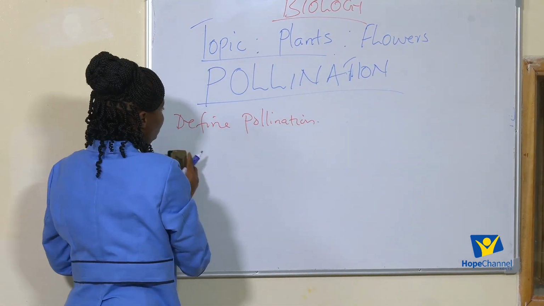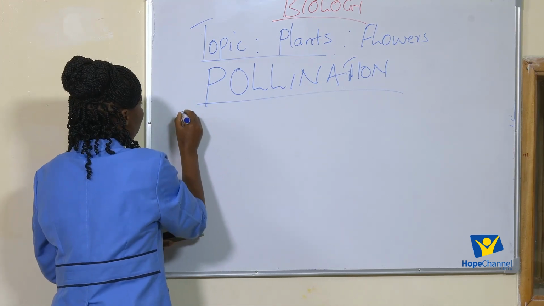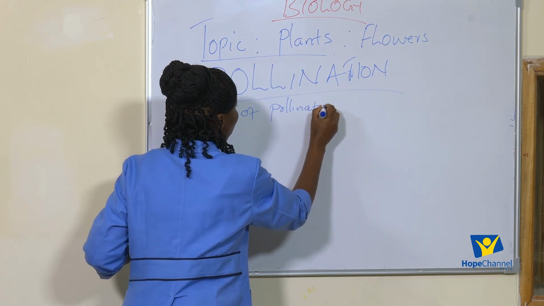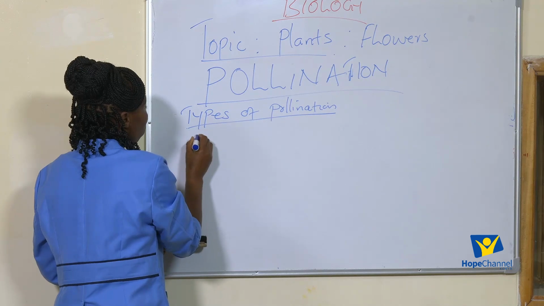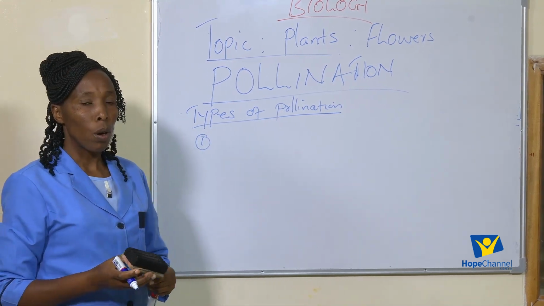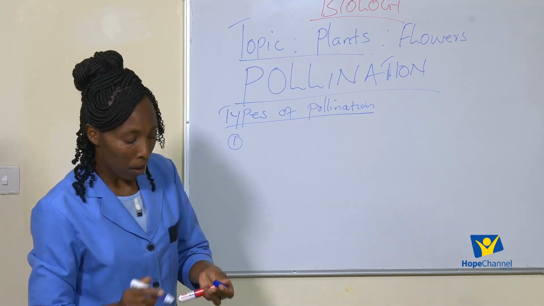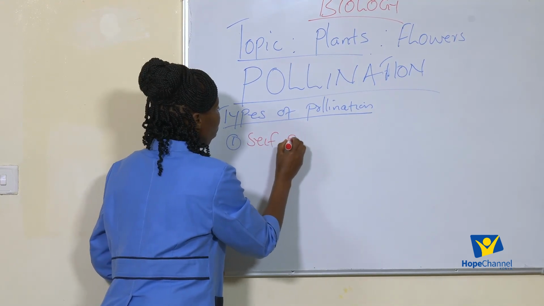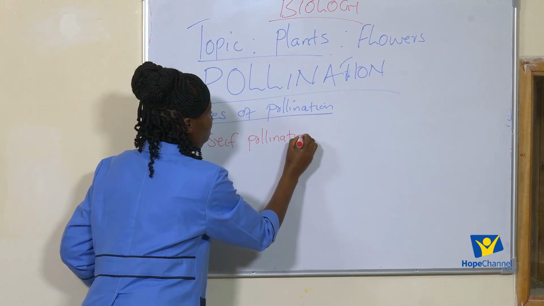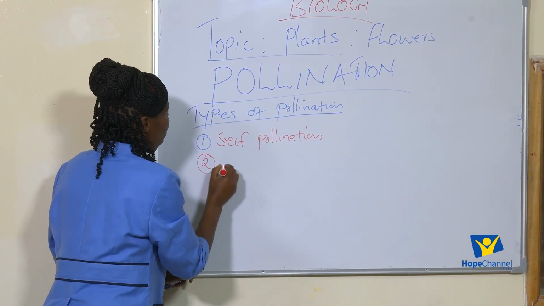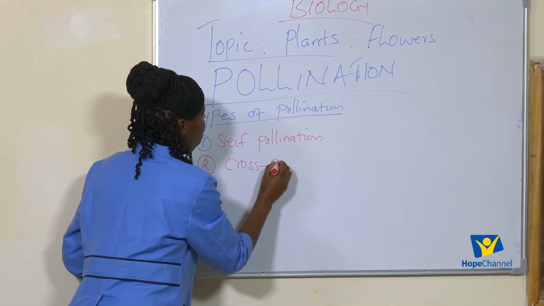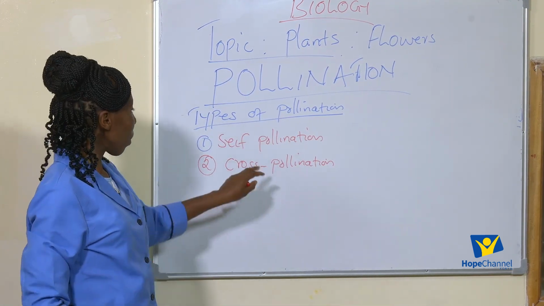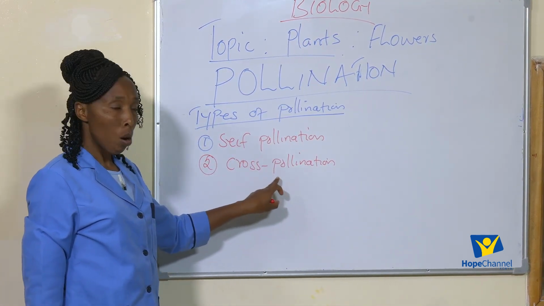Types of pollination. We have two types of pollination. Number one, self-pollination, and number two, cross-pollination.